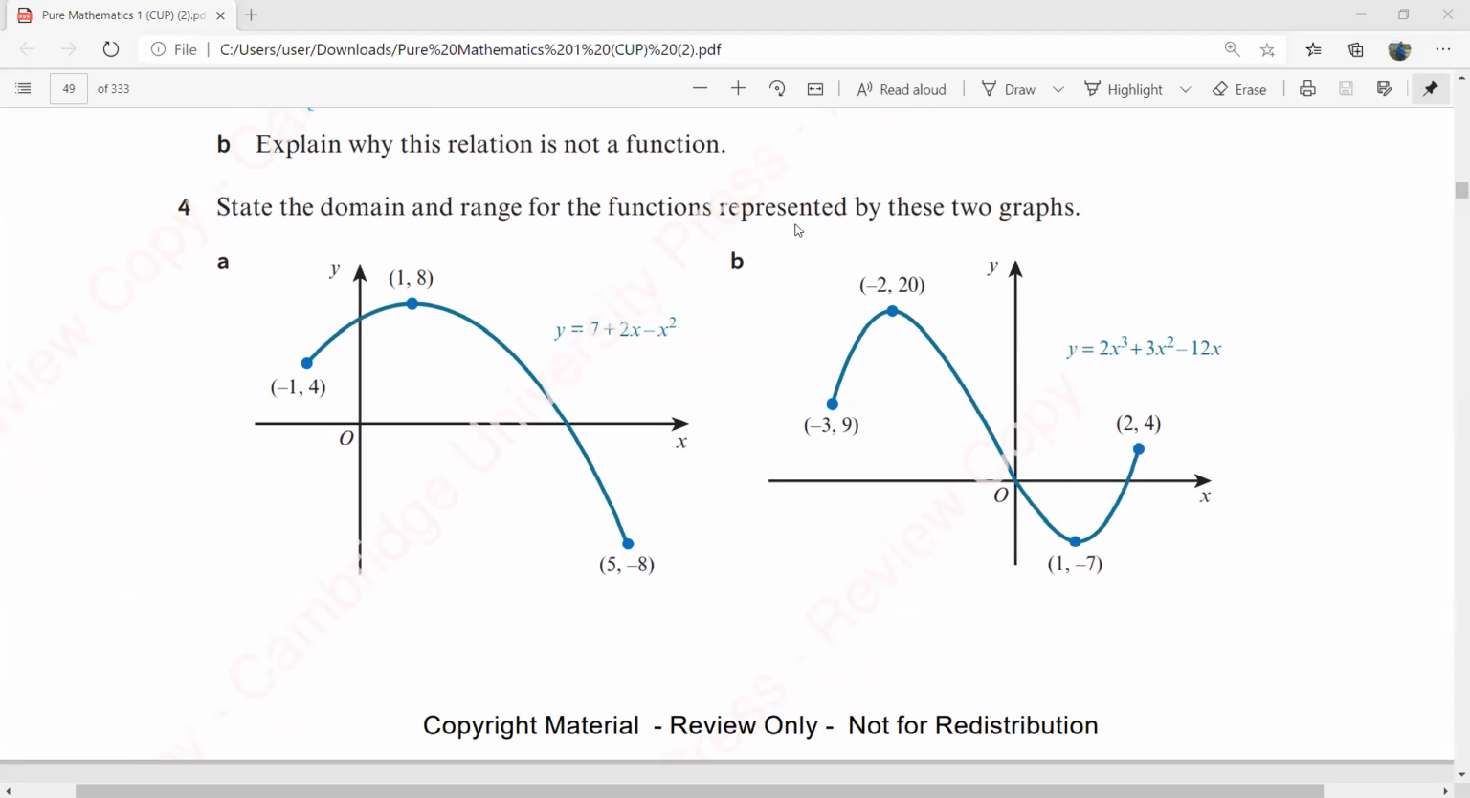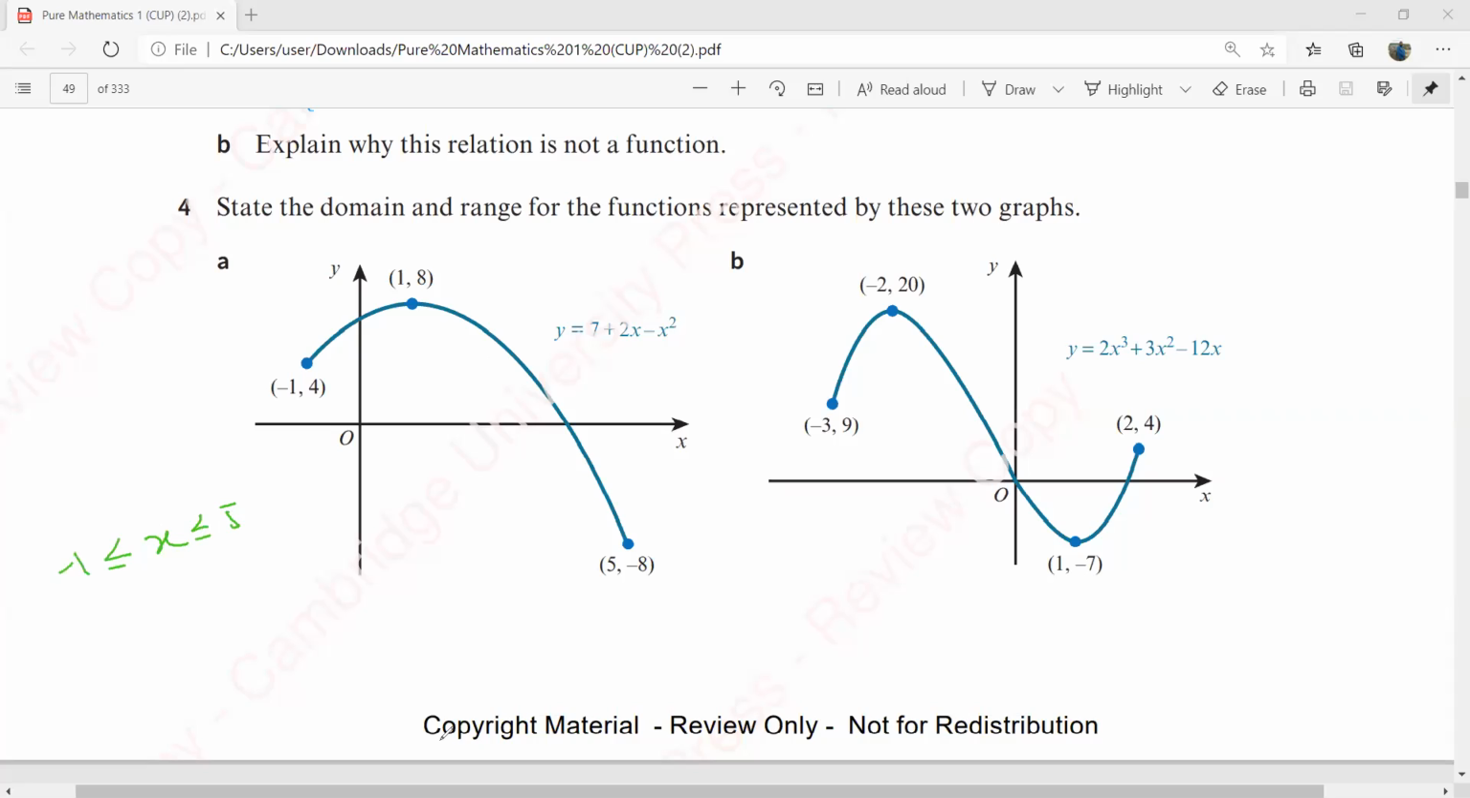Okay, let me ask from Tahira. Tahira, beta, what is the domain in this 4A? Come on, Tahira. -1 to 5, okay? And you would rather write it as x is between -1 and 5, okay? So what is the range?